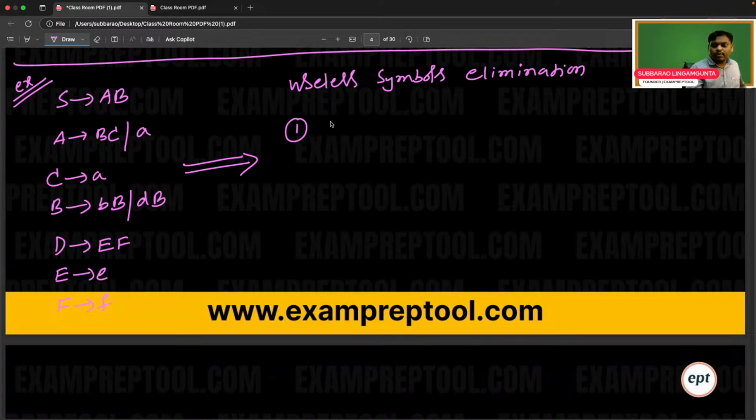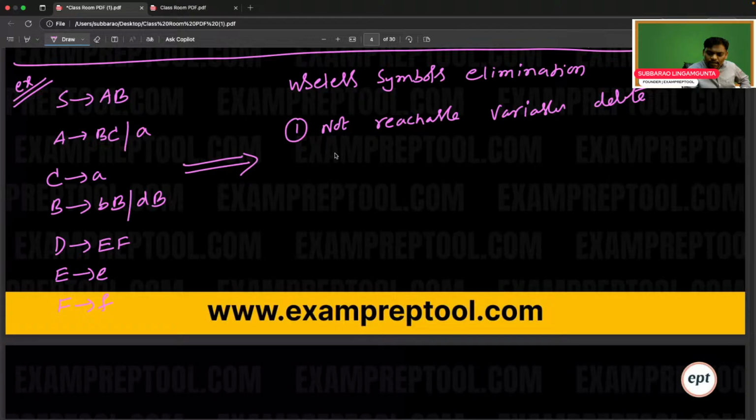First step is: not reachable variables, delete. Some people are asking, sir, which are those? Can you see the answer?